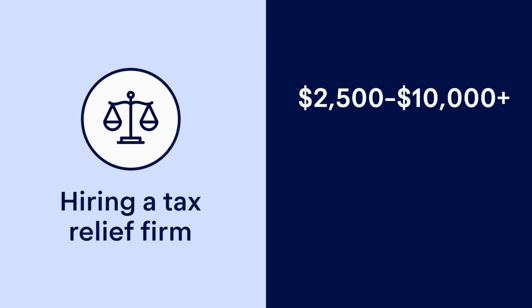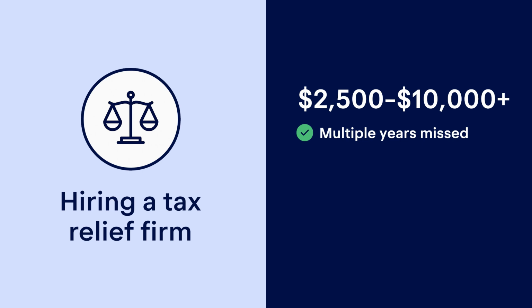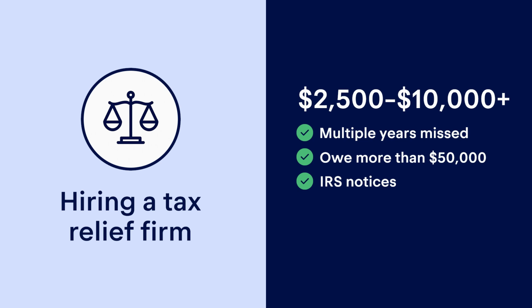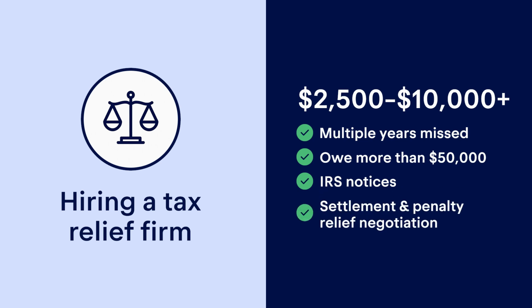The third method is hiring a tax relief firm. This costs anywhere between $2,500 to $10,000 and is best for people with multiple years of missed returns who expect to owe more than $50,000 in tax debt, might have already received IRS notices in the mail, and likely need legal counsel to negotiate settlements or payment plans. The downside is that some firms require you to make a minimum monthly income of $2,000 and not be in active bankruptcy.